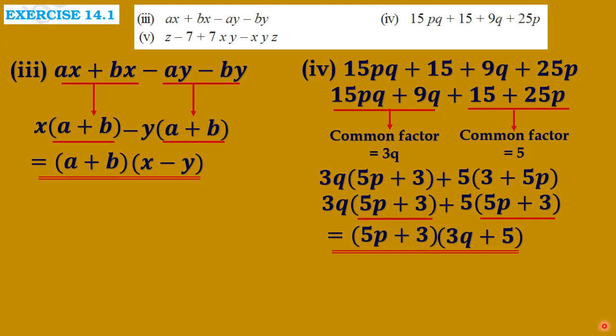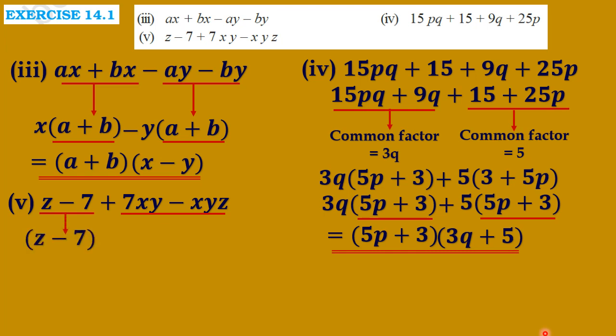And the last one. z minus 7 plus 7xy minus xyz. So in the first two terms nothing is common, but in the last two terms we have xy common. So I am going to take it that way. If you want, you can take the first and last terms together. z will be common and 7 will be common. That way also we can do. Here I am taking the first two together, last two together. In the first two terms nothing is common, you just have to write it as it is. That's all. z minus 7.